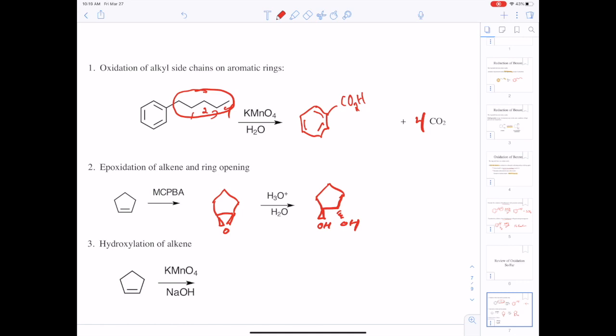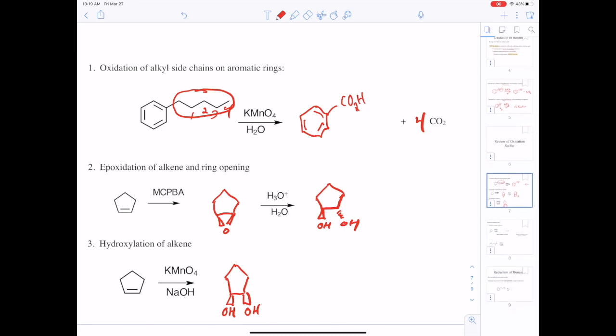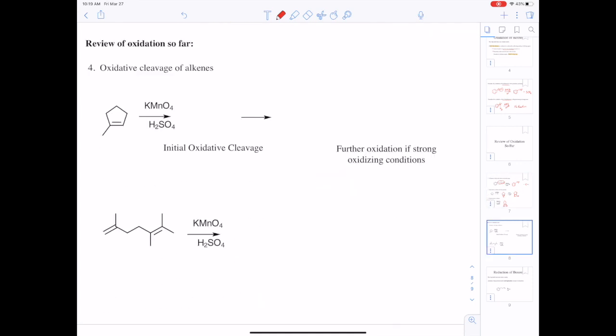We also talked about oxidizing alkenes with KMnO4, and if you do it in basic conditions, what happens? You get an addition reaction, hydroxylation, and it was syn addition, if you recall. So these were complementary methods if we wanted to get either cis or trans hydroxylation. We use one of these methods.